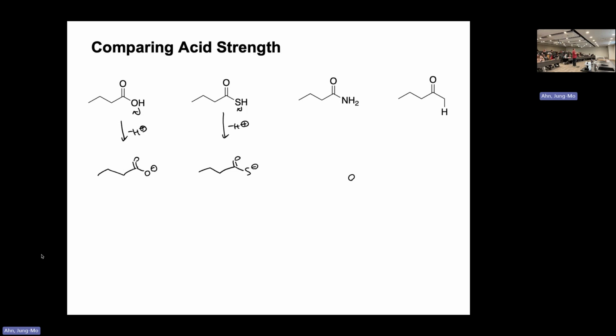And when this proton goes out, you get the sulfur having a negative charge. The same thing goes for the next one, with nitrogen having a hydrogen. That's the most acidic hydrogen in that molecule. When the proton goes away, you get the nitrogen being negatively charged.